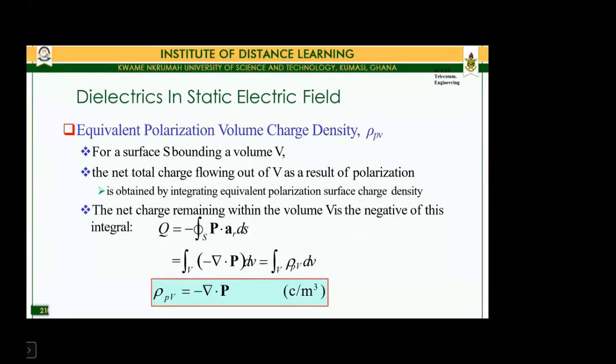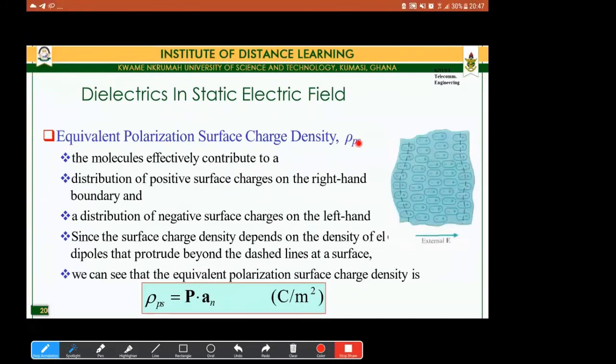So this external electric field is causing the displacement of the charges. But if the field is extremely strong, then it will actually pull the electrons from their mother atom. It will yank them out of the mother atom.